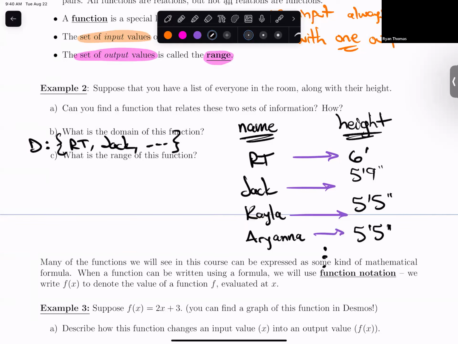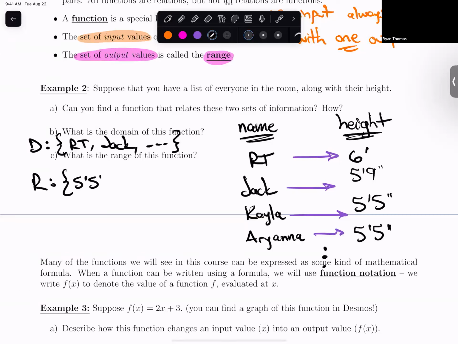Oh, and I don't know if I've done curly braces yet, but curly braces we just use to say this stuff goes together, right? So when you see stuff between curly braces, it just means it's all grouped together. It's a set. The range would be a list of everyone's heights, right? If we want to make that pretty, maybe we put them in order, but really it doesn't matter. Being in a set, you're just in it or you're not in it.